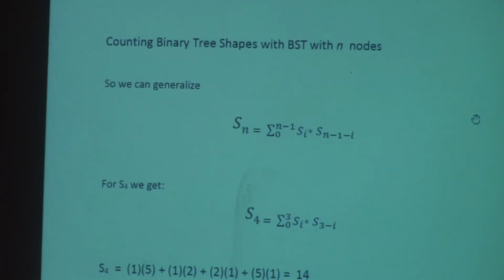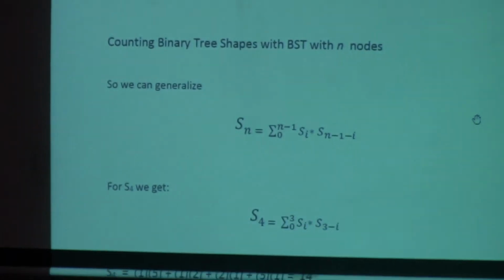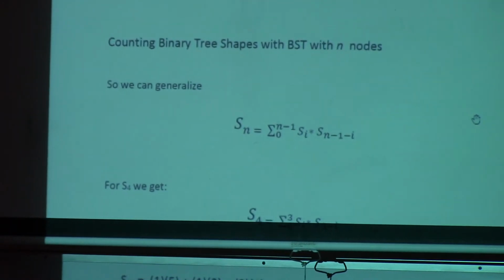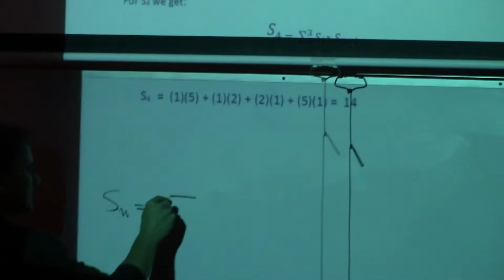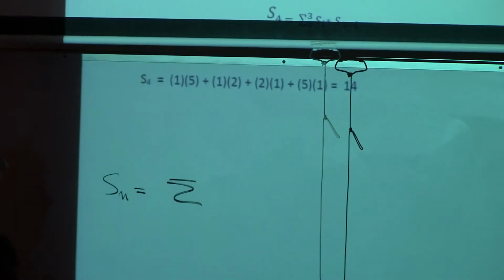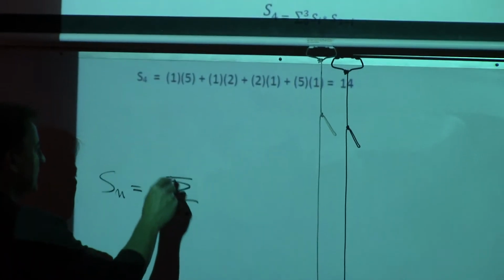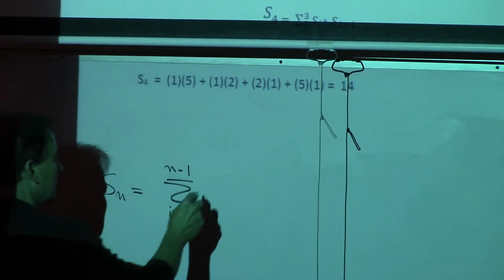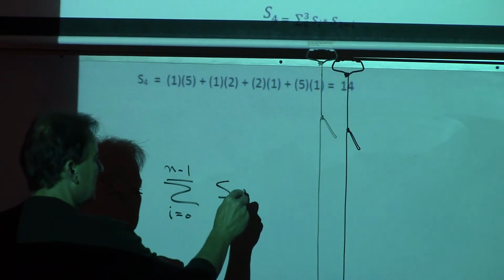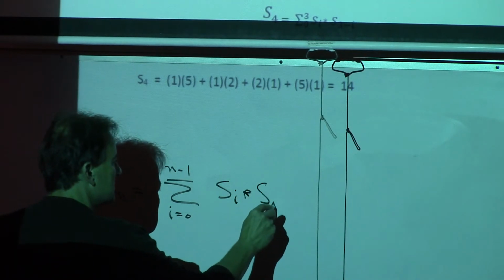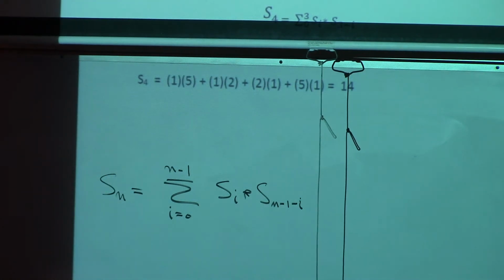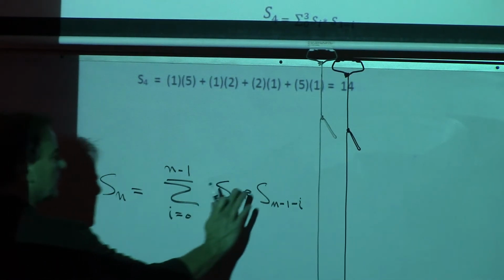So that's our formula. The formula, in general, is going to be the summation. So if we have S of n, it is equal to the summation as i goes from 0 to n minus 1 of S sub i times S sub n minus 1 minus i. So that's our formula.